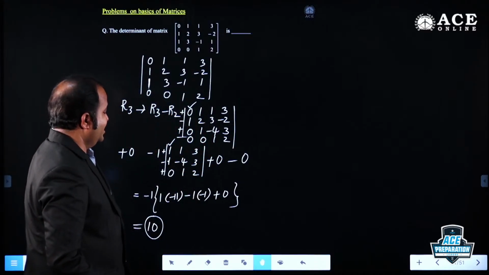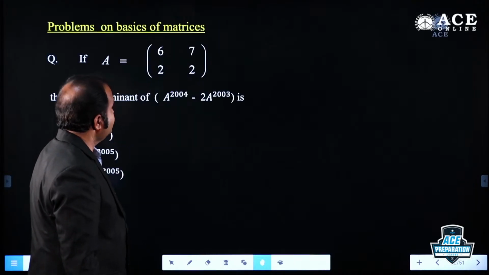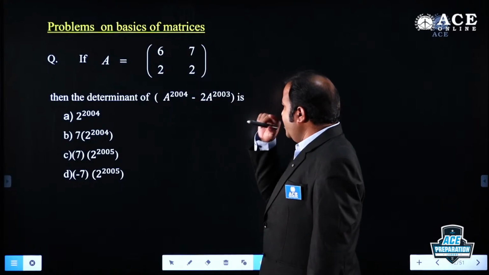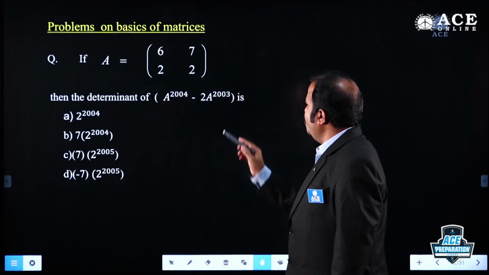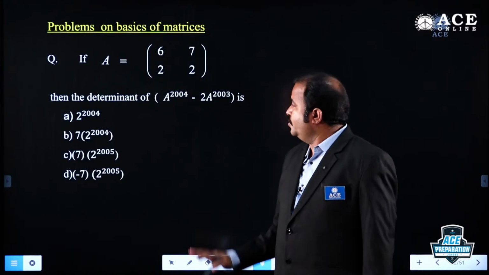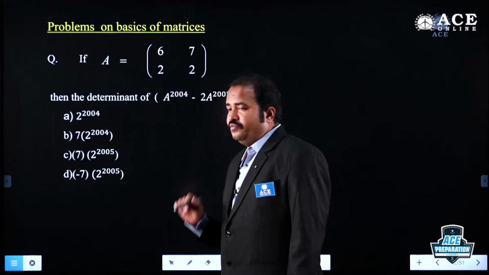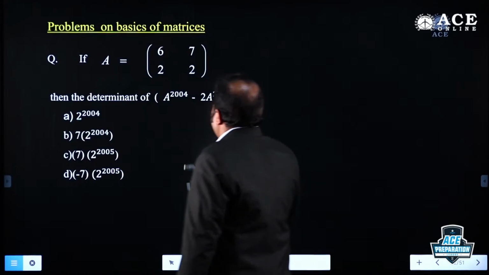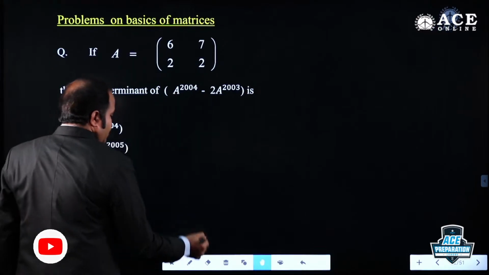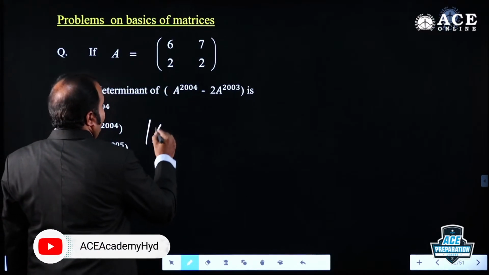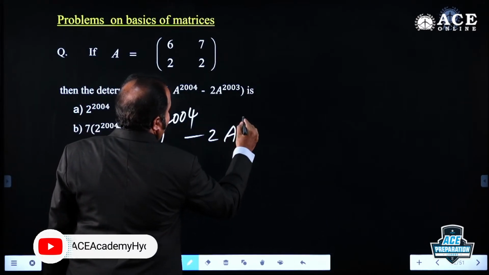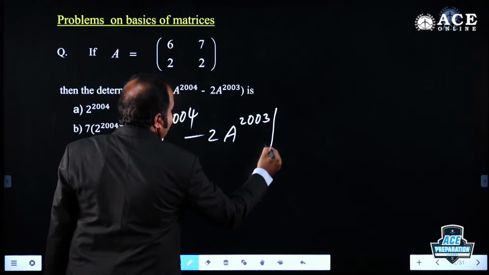Right. Let us see the next question. If A equals [6 7; 2 2], then what is the determinant of A power 2004 minus 2 times A raised to 2003? What is the value of the determinant of this one? Look at, here the required value is the determinant of A power 2004 minus 2 into A power 2003.